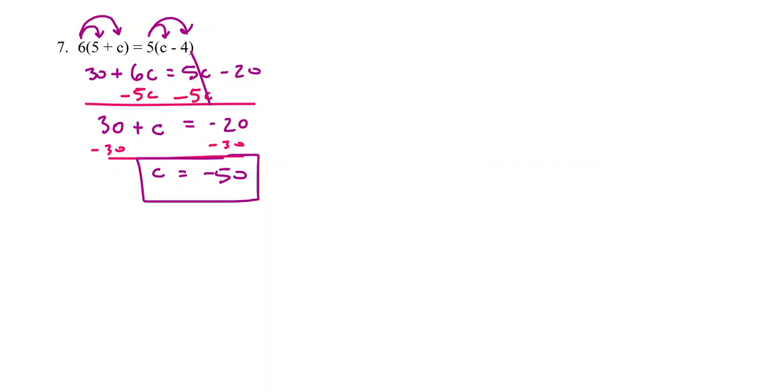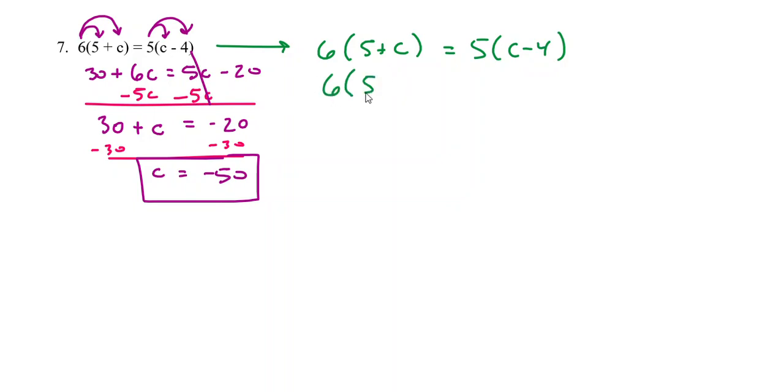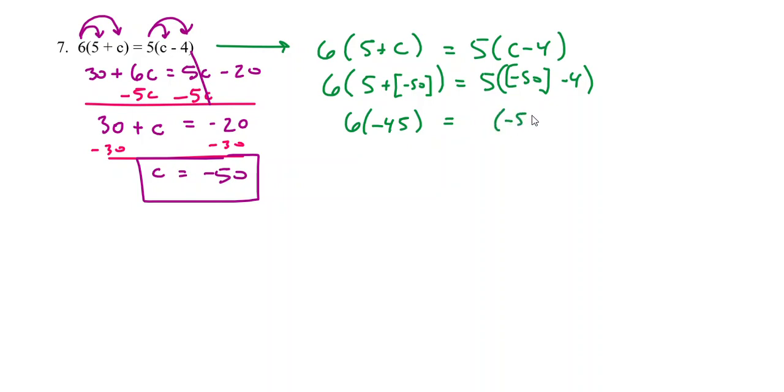So we'll go back to our original equation. 6 times the quantity 5 plus c equals 5 times the quantity c minus 4. We think c is negative 50, so 6 times the quantity 5 plus negative 50 equals 5 times the quantity negative 50 minus 4. Well, 5 plus negative 50 is negative 45. And negative 50 minus 4 is negative 54.